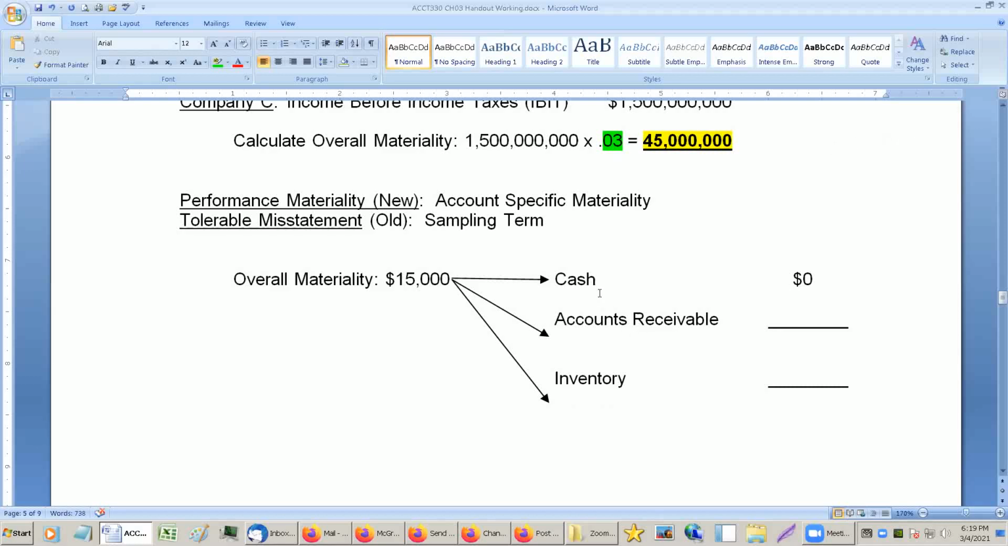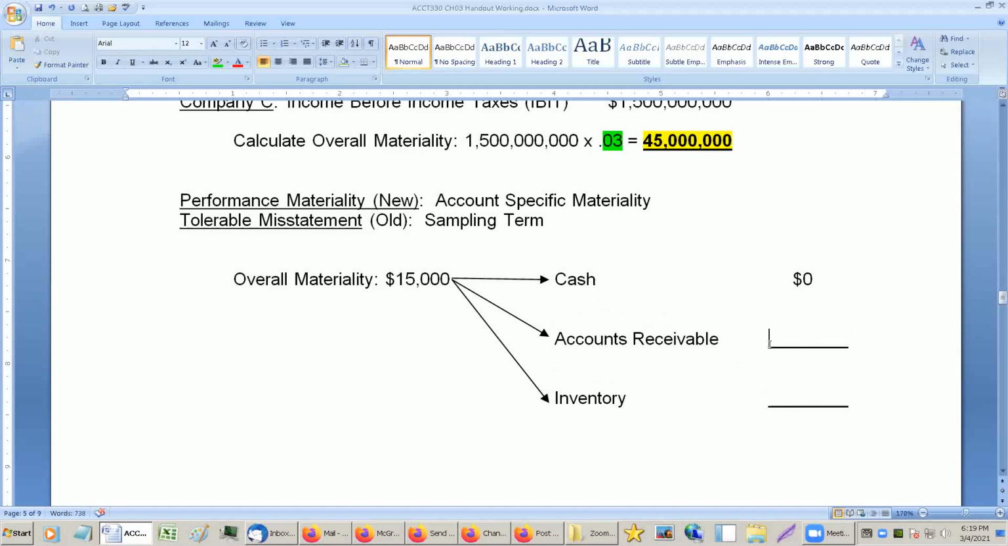And I did something wrong here. Okay, so then you may say, for accounts receivable, maybe, I'm just making this up, let's say 5,000. The accounts receivable, and then down here, maybe 10,000. Inventory is always kind of a headache, so maybe give a little bit more for the inventory. So you may have this overall materiality, and then this over here is what they would call the performance materiality.